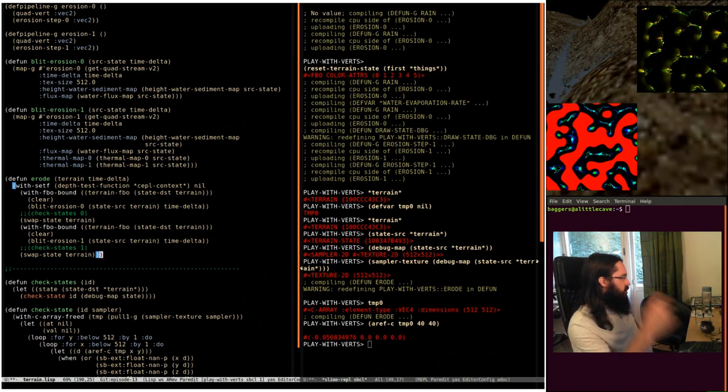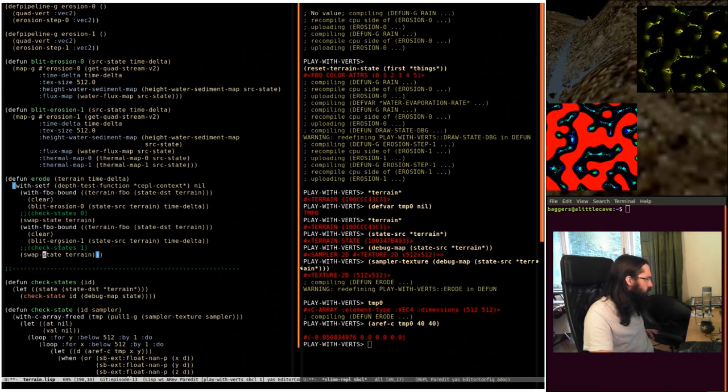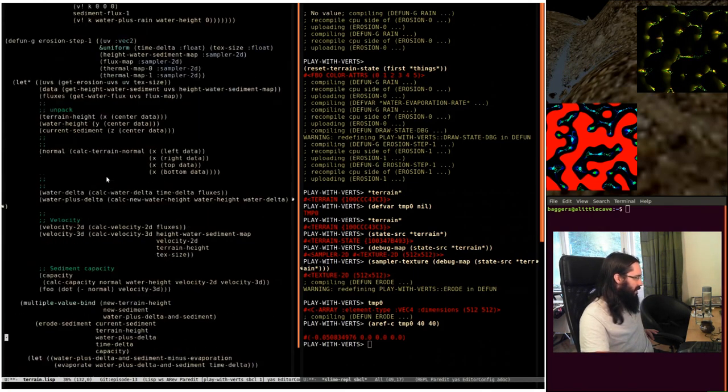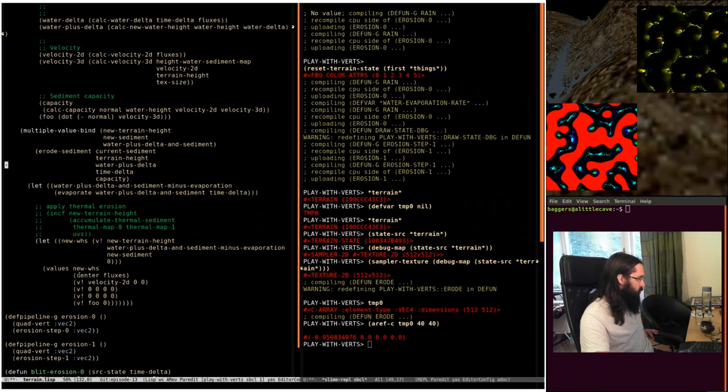Wait a second, no, this was a dot product, wasn't it? Wait a second. What have I been saving? What am I doing? Who am I? What is going on? Yeah, so we're doing a dot product, which is going to give us a float. Because this is the projection of the velocity 3D onto the negative normal. That's kind of interesting.